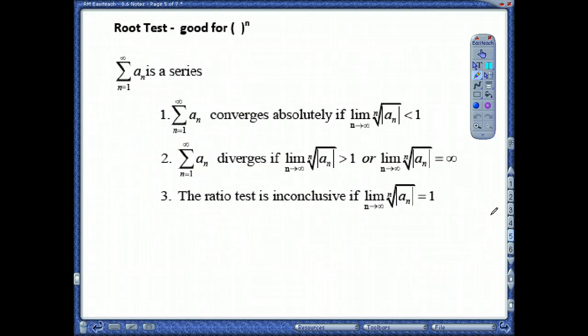All right, let's look at the root test. The root test is very similar in nature. You've got converging absolutely if you're less than 1. You are divergent if you are greater than 1 or equal to infinity. The test is inconclusive if it's equal to 1. So this part of it is exactly the same as the ratio test. Now the root test is good if you have something being taken to the nth power because you're going to be taking it to the nth root.